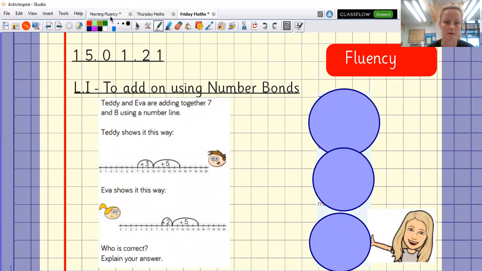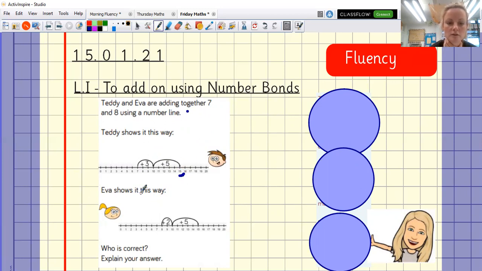So here is our fluency question. To add on using number bonds, Teddy and Eva are adding together 7 and 8 using a number line. Teddy shows his way. So he started with 7. He partitioned 8 into 3 and 5, and he got the answer 15.